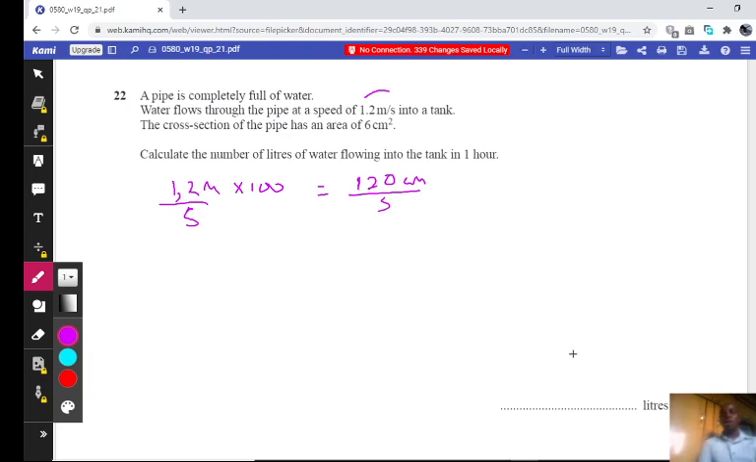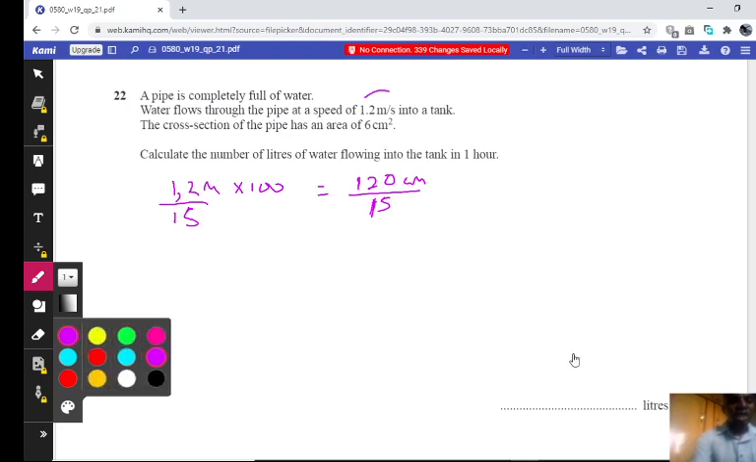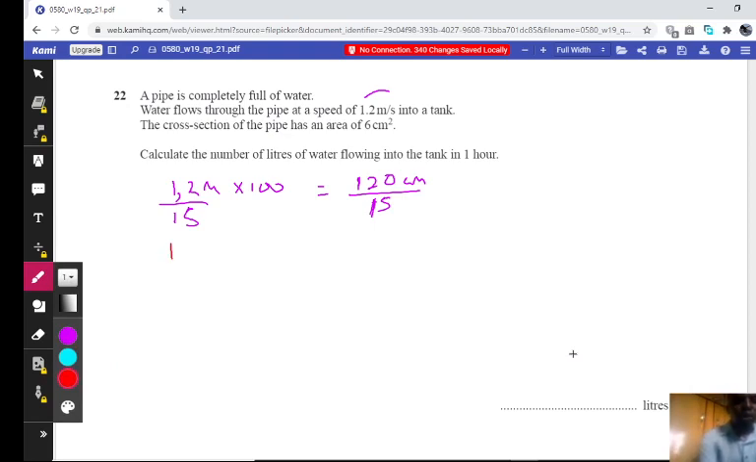Then what about per hour? If it's 120 centimeters per second, what about per hour? You convert this 1 second to hours. Please take note of that. How do you convert 1 second to hours? It will be 120 centimeters over 1 divided by 60 to get minutes first, then divided by another 60. It will be in hours.